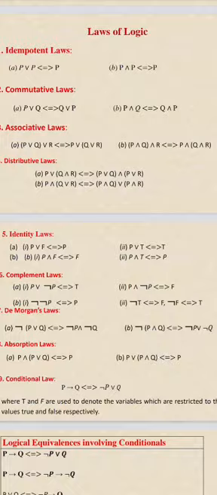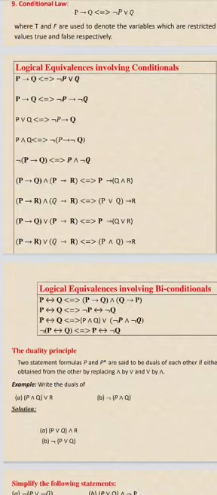The next law is the absorption laws. P and (P or Q) is equivalent to P. Then P or (P and Q) is equivalent to P. Then the next law is the conditional law: P implies Q is equivalent to negation P or Q. These are the nine laws of logic.